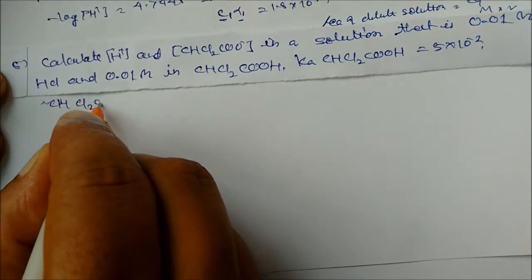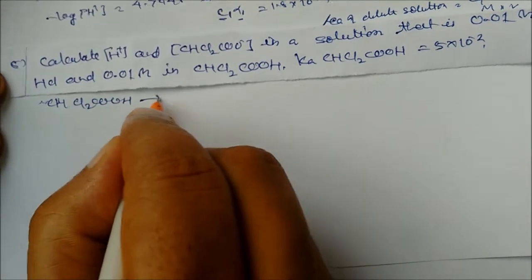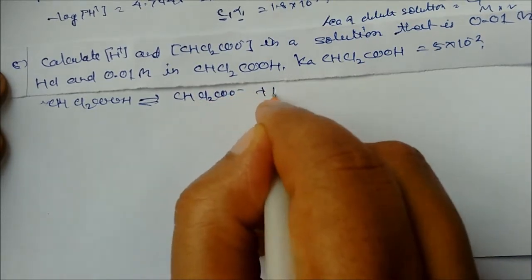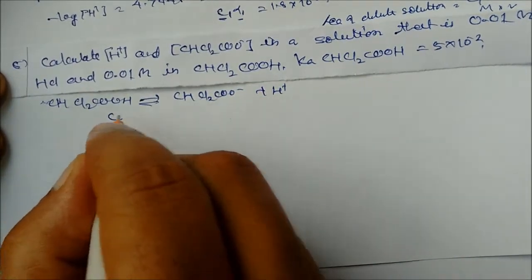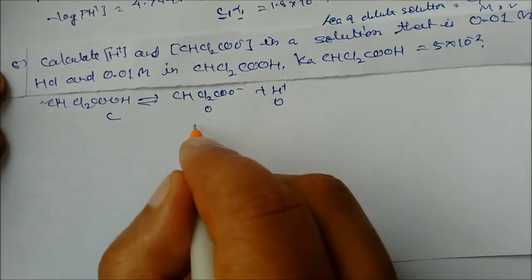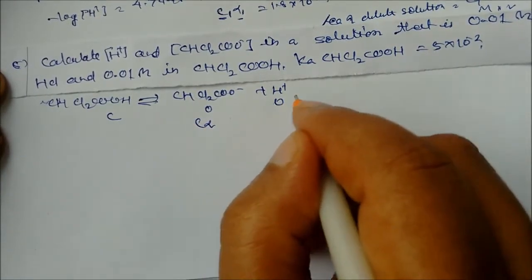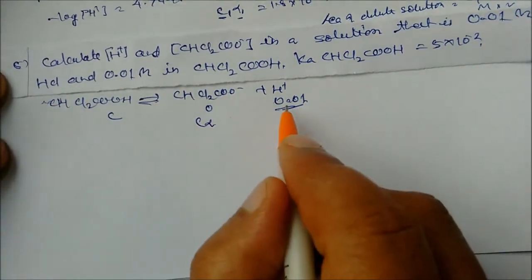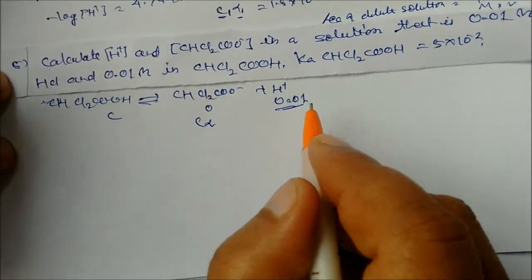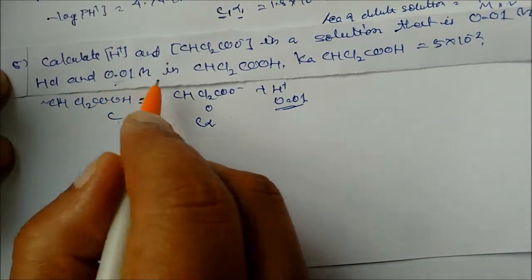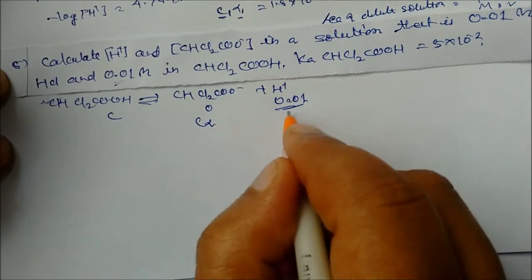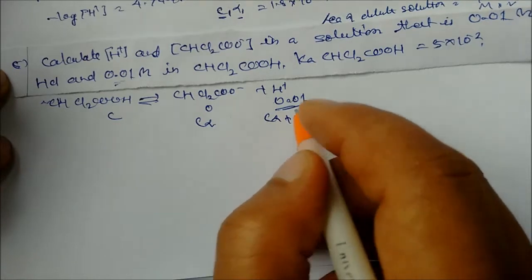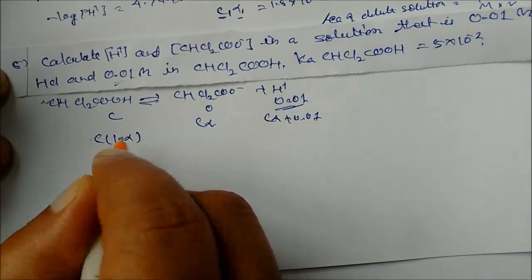CHCl2COOH. Okay, so this will give you what? CHCl2COO minus plus H plus. Okay, so again we have C given here as the initial concentration, this will be 0, 0, and this will be C into alpha. This will be not 0, this is 0.01, because here they have given 0.01 molarity of HCl, so already it is there. So here you have 0.01, and next will be C alpha plus 0.01 molarity, and this will be C into 1 minus alpha.